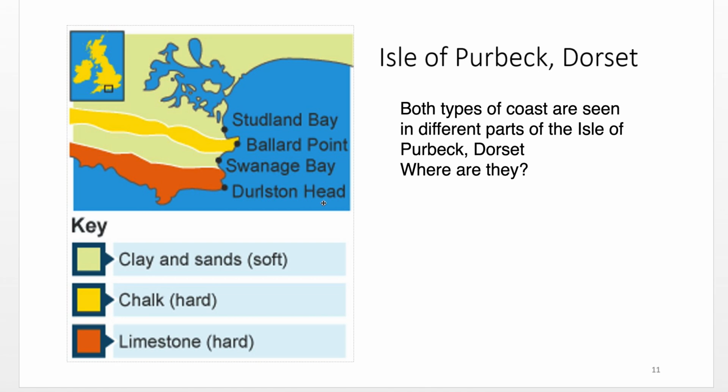In this case, we have the yellow here, which shows chalk, a hard rock, a point. The sea will find that difficult to erode. Dalston Head here is also made of hard rock, limestone sticking out into the sea, whereas in between, the bays are different. Studland Bay, which is very big, is made of very soft clays and sands, and Swanage Bay, which is not as big as Studland Bay, which is enormous obviously, has been eroded away by the ocean.